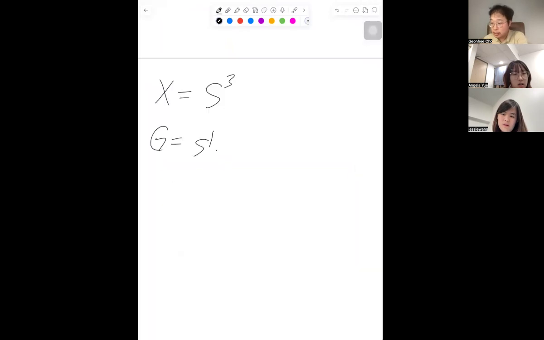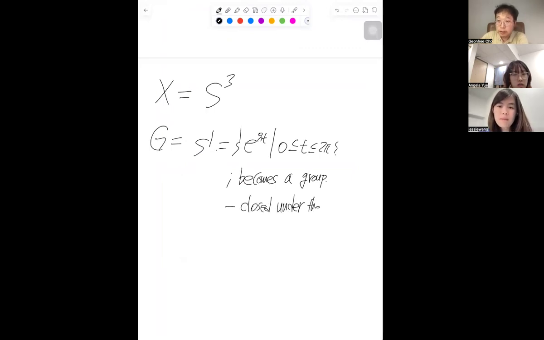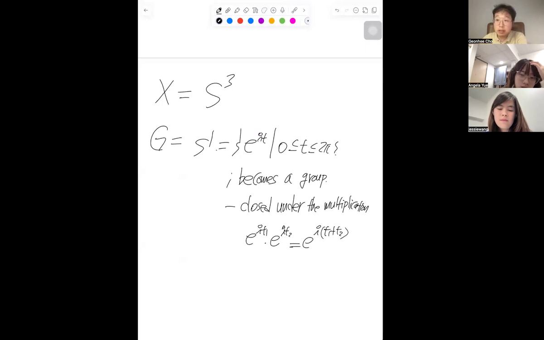Now let me try to explain. What is S1? The collection of e to the it. I'm saying this becomes a group. We saw this before, but at this point let's just make sure. The meaning of a group just means closed under multiplication. Is that clear with you? Closed under multiplication, meaning that e to the it1 times e to the it2 is what? From the exponential law, you should get this. And you have the identity element. What is the identity element?